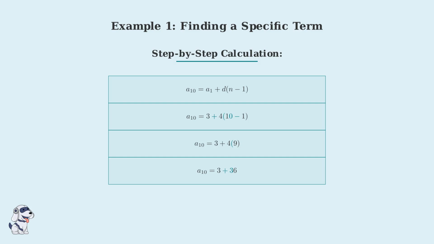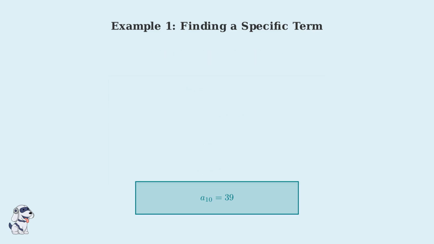Step 4, we multiply 4 times 9 to get 36. Step 5, finally, we add 3 plus 36 to get our answer. The 10th term of this arithmetic sequence is 39. Let's visualize this sequence to better understand our result.